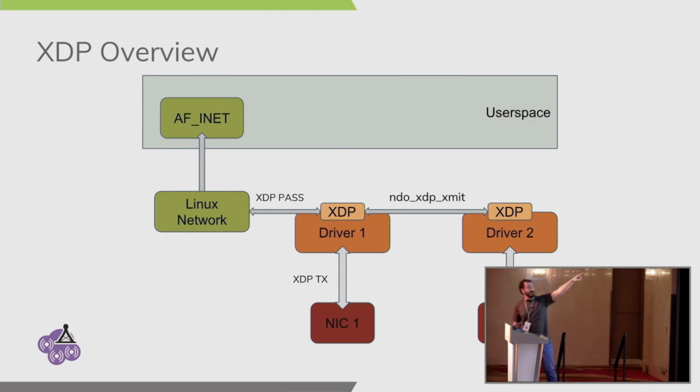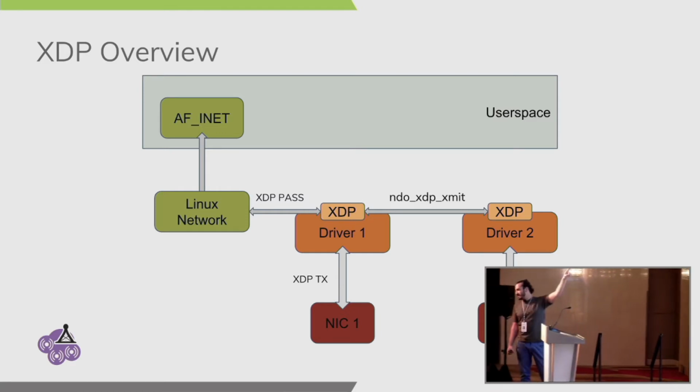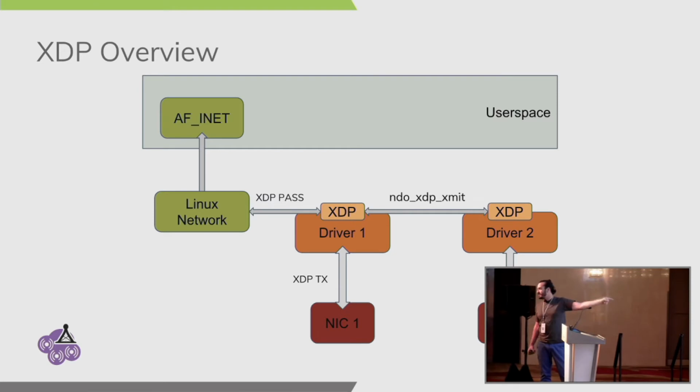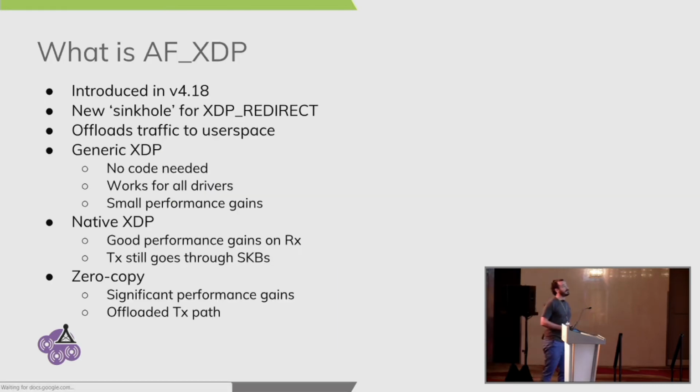If it's a redirect, there's a callback that we use, called ndo_xdp_xmit, and you can send the packet to a different network interface within the same host without processing it in the Linux network stack. That's what speeds things up so much. You don't go through the network stack. You don't pay a bunch of price for traffic shaping or iptables, whatever Linux is doing. You're just redirecting it through a second interface.